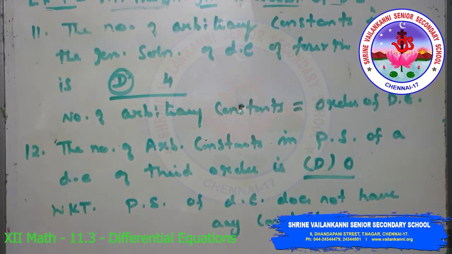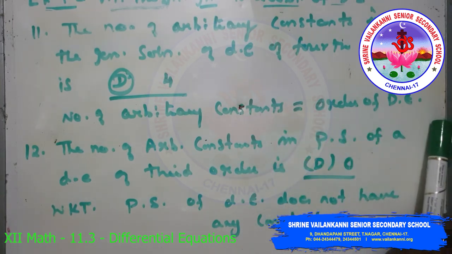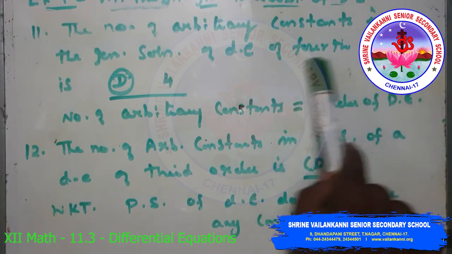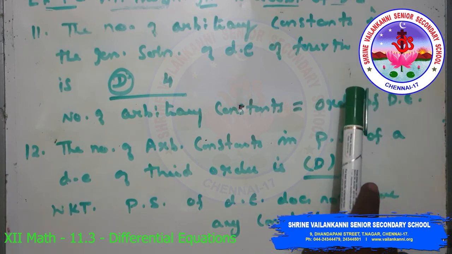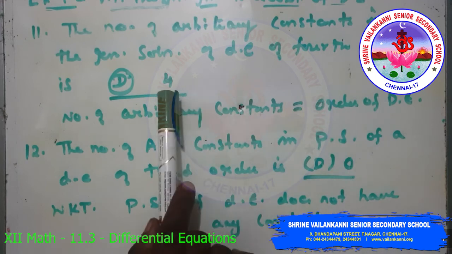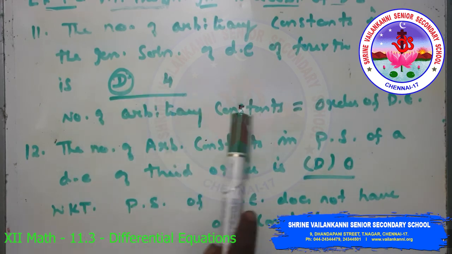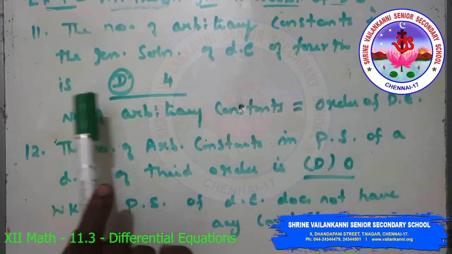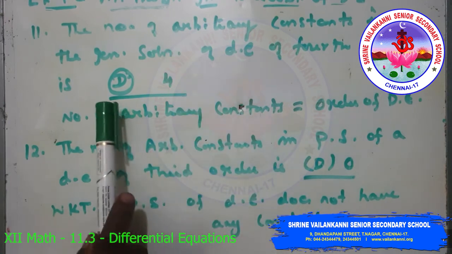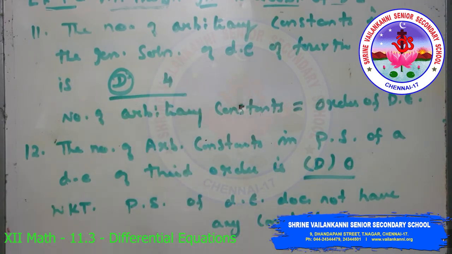11 and 12 are MCQ questions. The number of arbitrary constants in the general solution of a differential equation of 4th order: the number of arbitrary constants is equal to the order of the differential equation. Here we have a fourth order differential equation, so the general solution has 4 arbitrary constants. So option D is correct, which is 4.